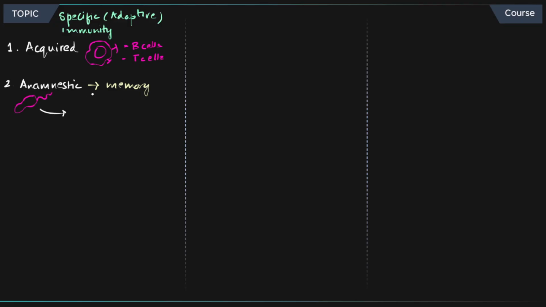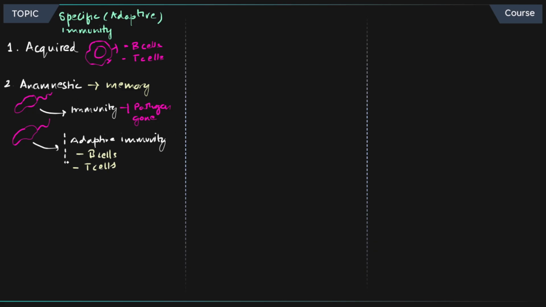So if you have a pathogen and a first-time infection, immunity will be generated, and then the pathogen is eliminated. Let me write it down. Pathogen is gone, right? But the second time, if the same pathogen tries to enter, then immediately the adaptive immunity, which includes B cells, antibodies, and T cells, is going to attack this particular pathogen and try to stop it.